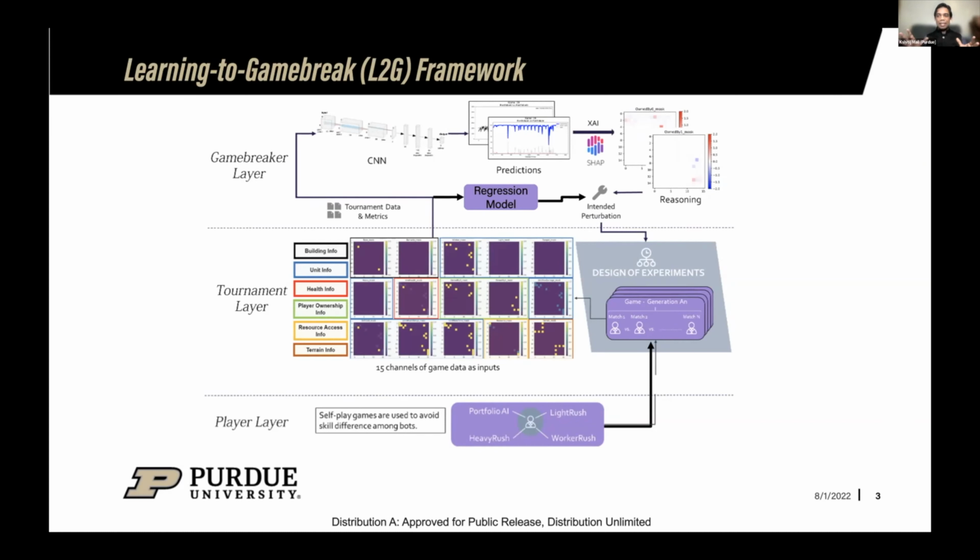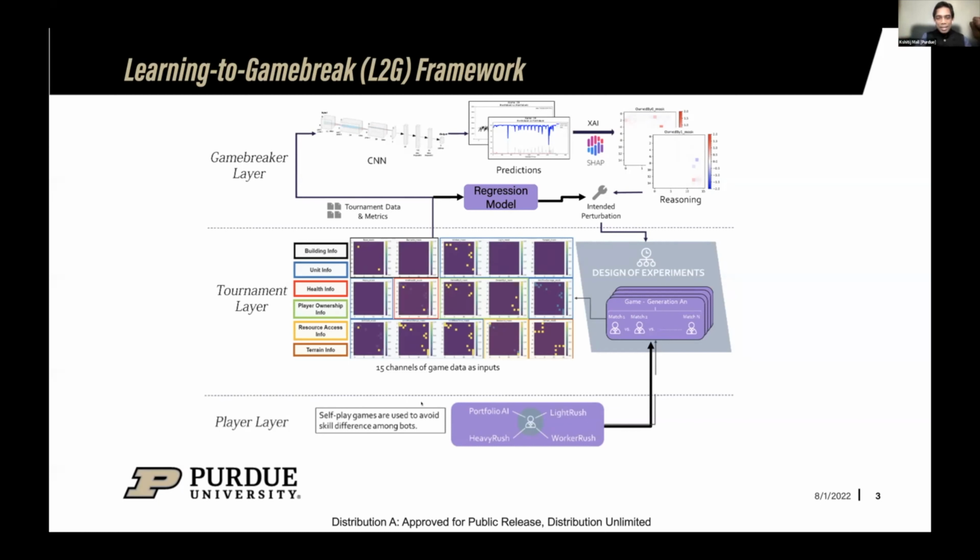So all these layers talk to each other, and there is a lot of exchange of information. The player layer, as you can see, has self-play games. In order to get the skill factor out, we have a bot player that plays against itself. So that's a self-play game. We started using that so that we don't have any skill involved, only the game environment.